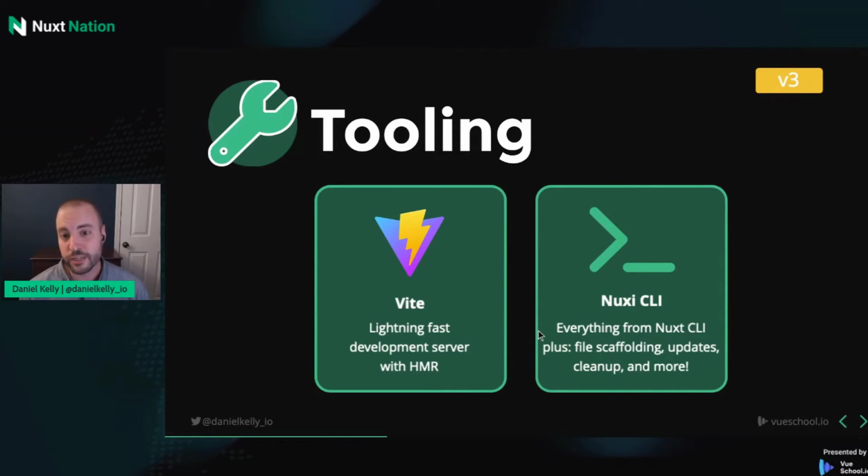Also with Nuxt 3, you get the Nuxi CLI tool, which does everything that the Nuxt CLI tool did for Nuxt 2, but you also get commands like add, where you can scaffold new files with some boilerplate code in it. You have commands like update for updating your project from different Nuxt versions, as well as cleanup commands for getting rid of cache files and things like that. So the Nuxi CLI tool really takes that CLI experience for Nuxt 3 to the next level.